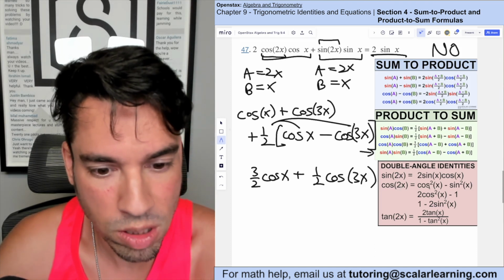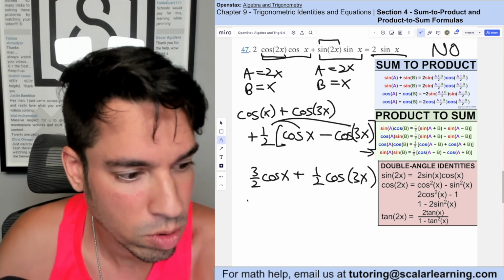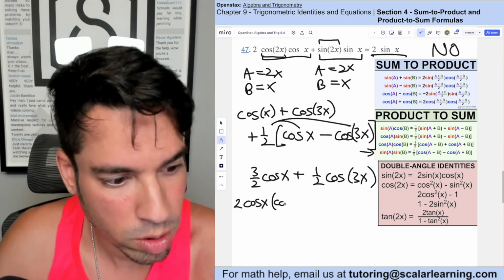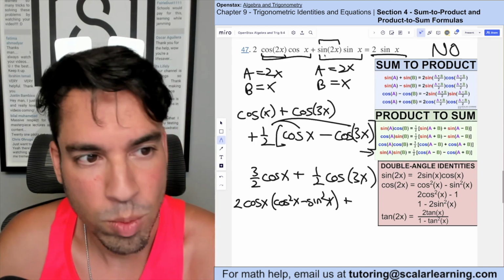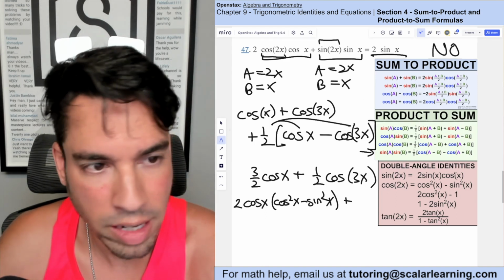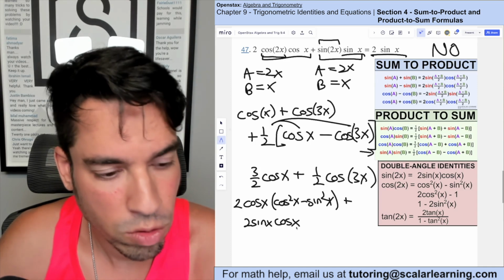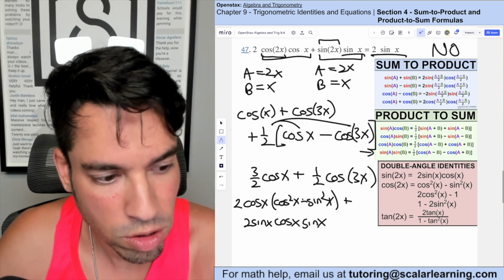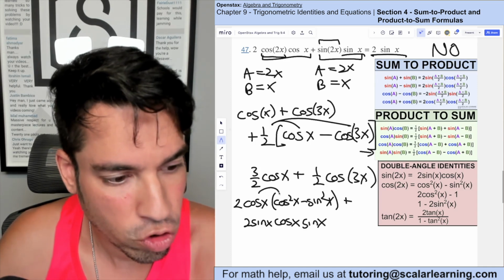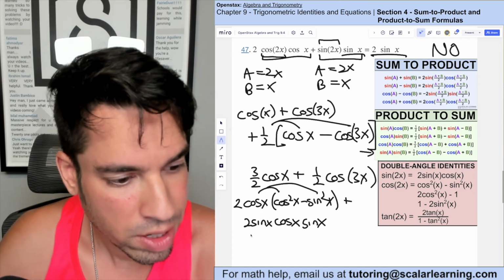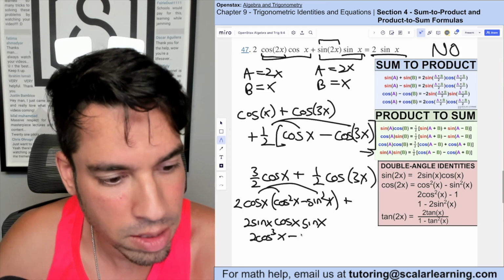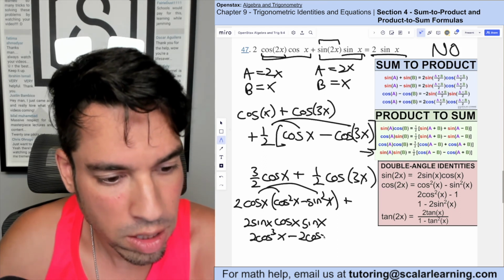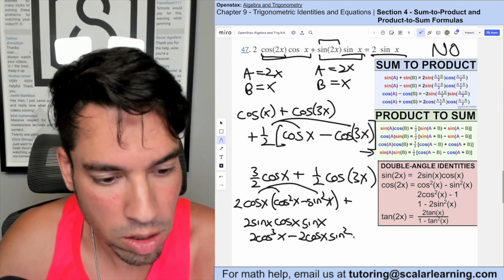So cosine of 2x, I'm going to plug in cosine squared minus sine squared. So I'm replacing cosine of 2x with cosine squared x minus sine squared x. And then over here, I'm replacing sine of 2x with 2 sine x cosine x. And then we have that other remaining sine of x here. Okay, so this is pretty interesting because when I distribute like this, I first get 2 cosine cubed x, then I get minus 2 cosine x sine squared x.